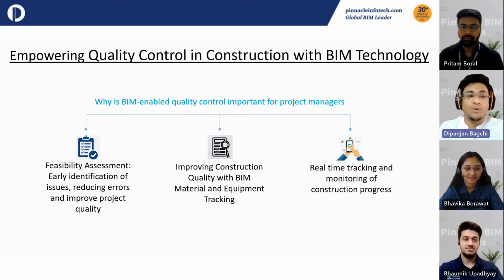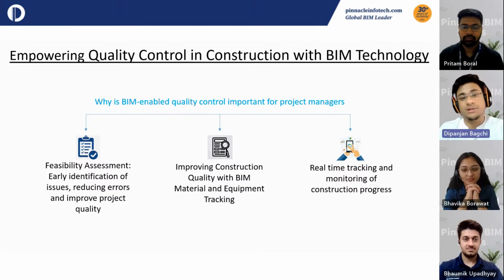Why is BIM-enabled quality control important for project managers? That is a very crucial question, and there are three subcategories that we'll be discussing in detail in our upcoming slides. So let's have a brief idea about these three key points. The first key point is feasibility assessment, in which we'll be addressing pre-construction issues and how this helps in identifying errors before the actual construction even starts.